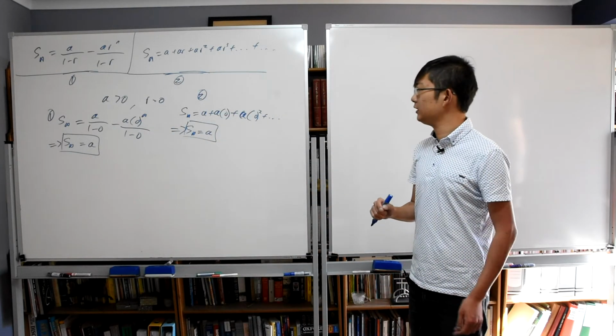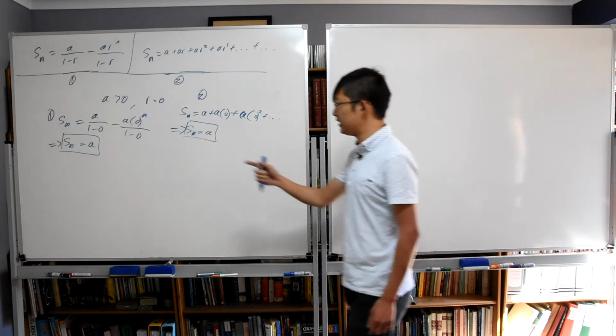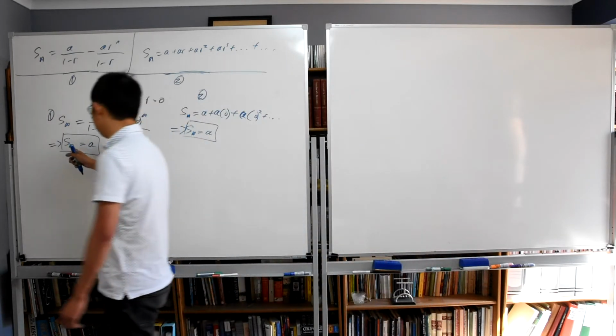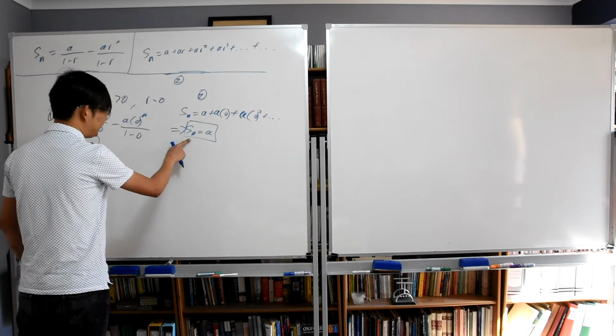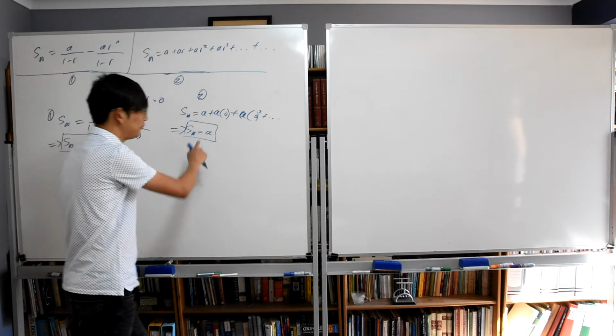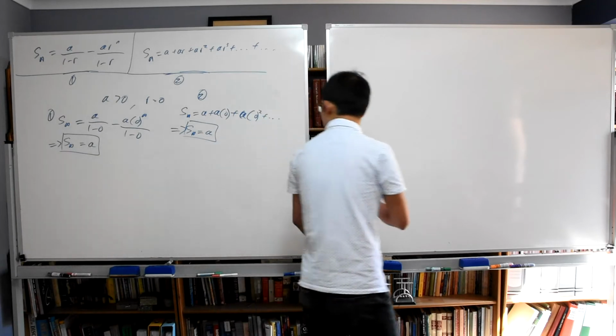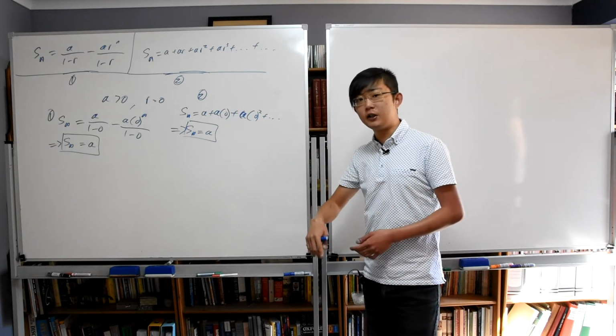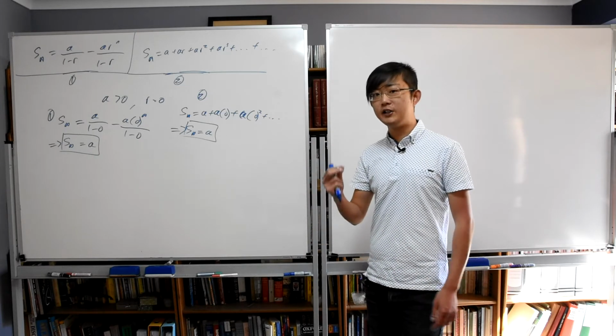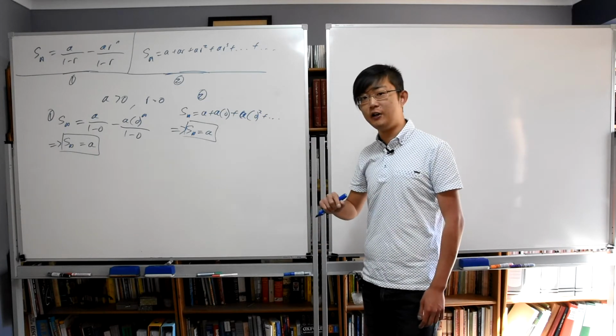Although this is not the most exciting of all series, we're just saying that the sum of an infinite number of terms is just going to be one single positive number. This is still a convergent geometric series because all the infinite number of terms just stops at one single number, in this case a positive value of a.